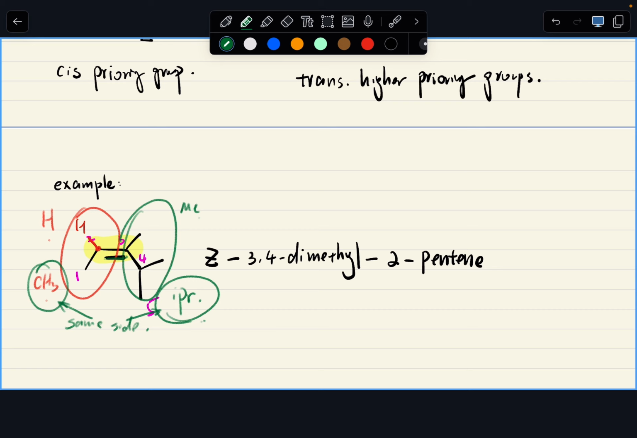All right, so the EZ naming system is for double bonds only. These carbons are not chiral centers, so we don't have R or S configuration. We only have E or Z.